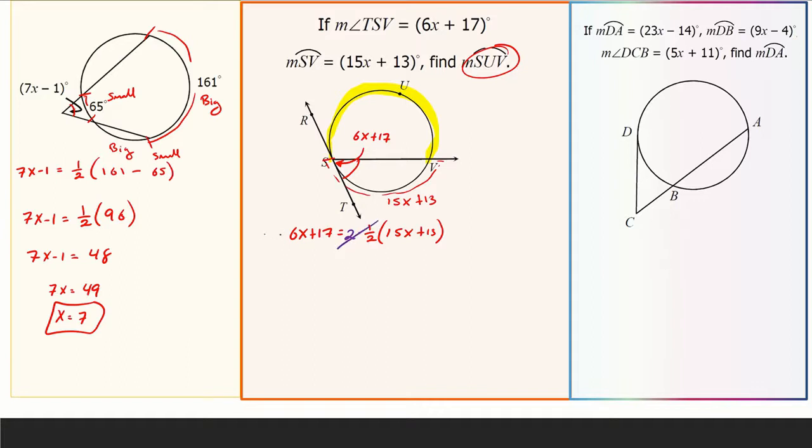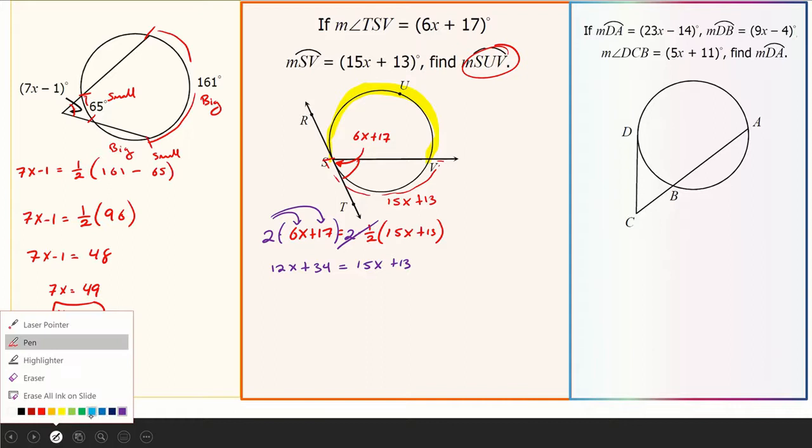Now we have to be a little bit careful because on the left side we have a polynomial, right? We have two things. So the left side is not just the 6x, it's not just the 17, it's actually both of those together. So we're going to use parentheses to remind us that we have to distribute that 2 to both of those inside. So when we do distribute it, we end up with 12x plus 34, and on the right side we end up with 15x plus 13.